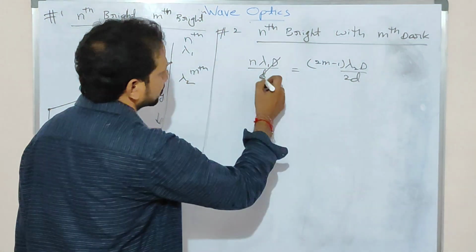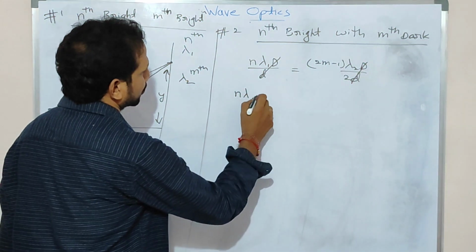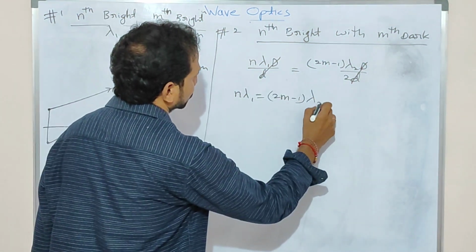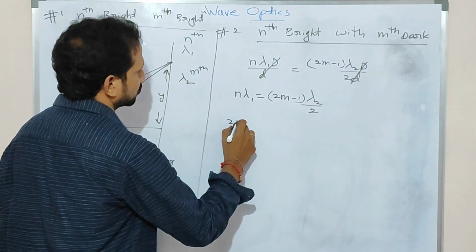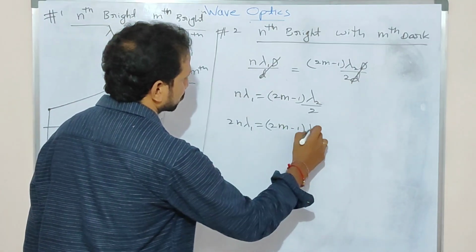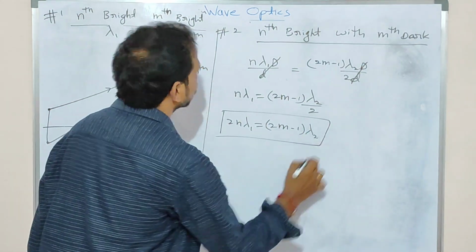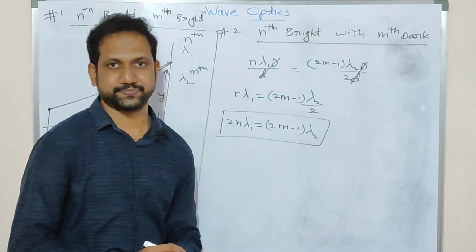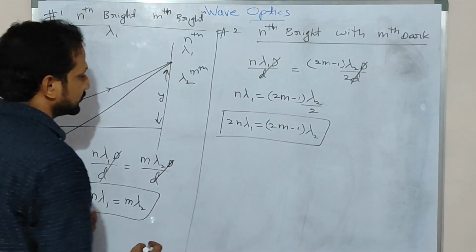If you equate, then it cancels here. Then n lambda 1 equals (2m minus 1) lambda 2 by 2, or 2n lambda 1 equals (2m minus 1) lambda 2. This is the case when the nth bright fringe is coinciding with the mth dark fringe. Okay, this is case 2. I hope you got it.